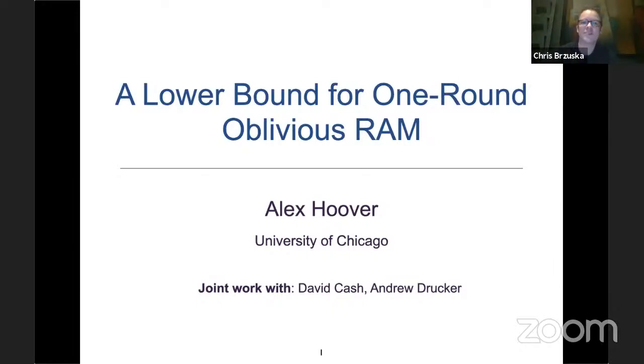Okay, so welcome everyone to the session on Oblivious Structures, Key Exchange, and Group Messaging. The first talk is about a lower bound for one round Oblivious RAM by David Cash, Andrew Drucker, and Alex Hoover. And Alexander is going to give the talk. Thanks. Yeah, so today I'll be talking about a lower bound for one round Oblivious RAM.